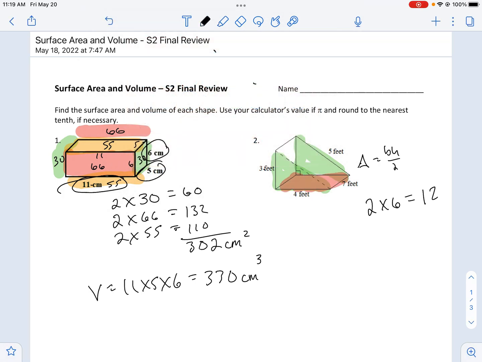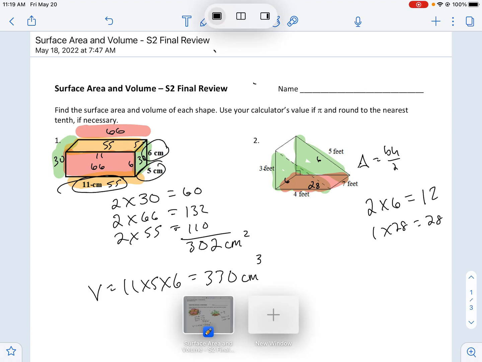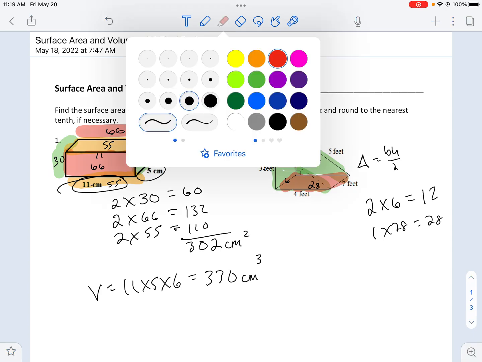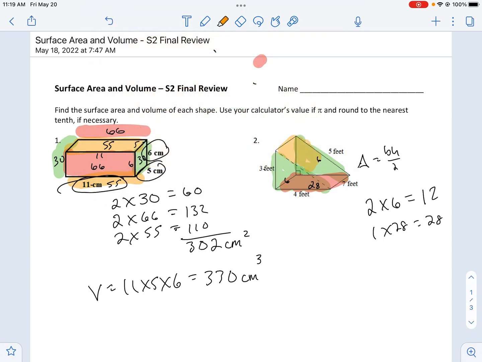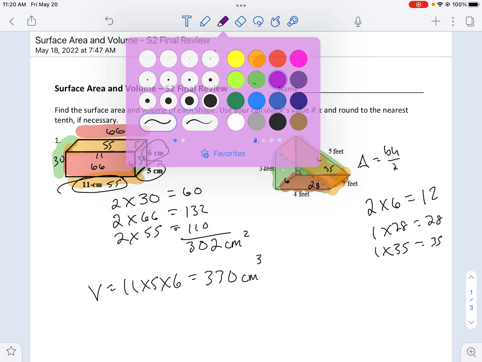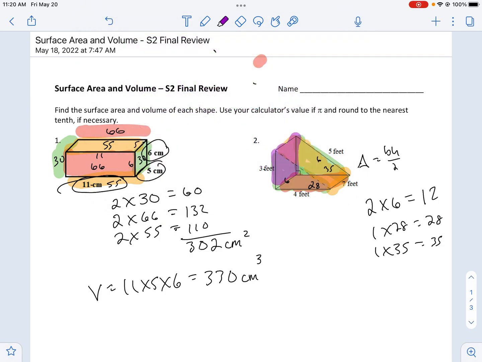Which is 4 times 7, which is 28. We know these were 6. All right, we just have one of those. Then we have this top of the shape here, which is 7 by 5, 5 by 7, so 35. Just one of those. And then we've got the back here. And the back is going to be, well, 7 by 3, 21. Just one of those. Again, surface area says you add all these together.